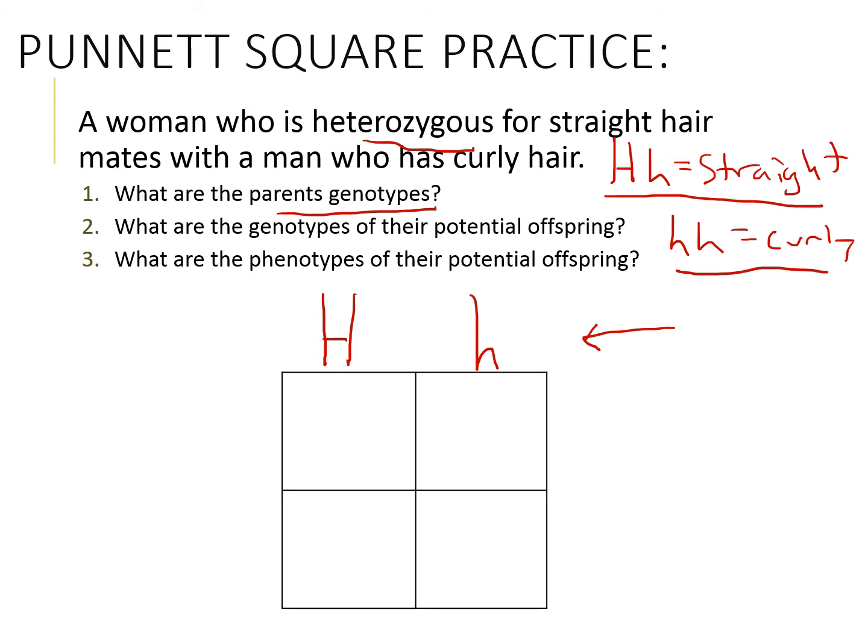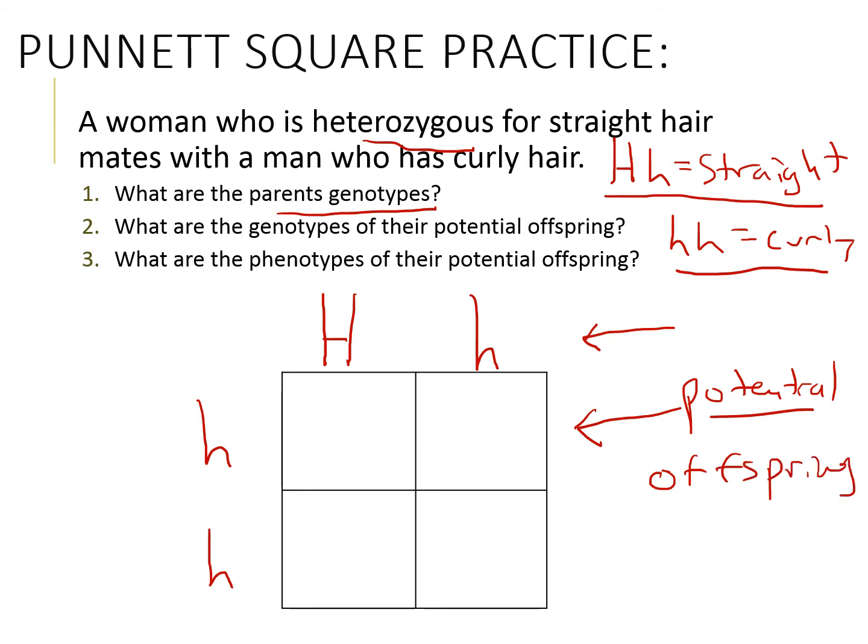The other parent is a man who has curly hair, so he can only produce one gamete. 50% of the time, he'll produce a little H. 50% of the time, he'll produce another little H. Now, these empty squares here represent potential offspring. I know you can't read that, but you can hear my voice. Potential offspring.